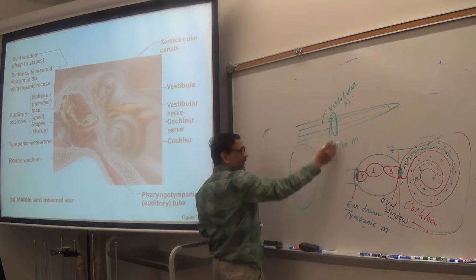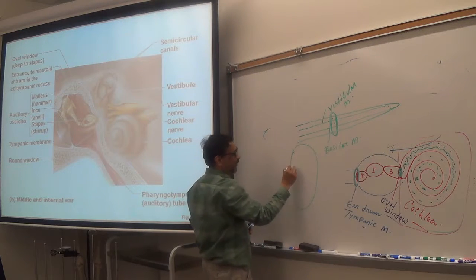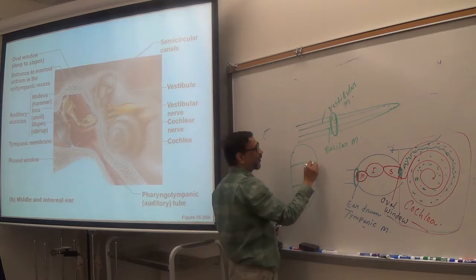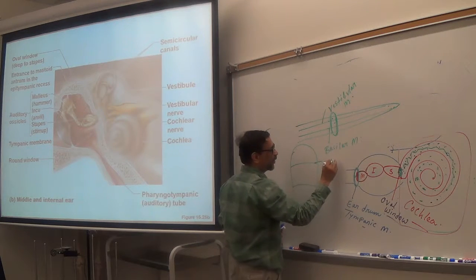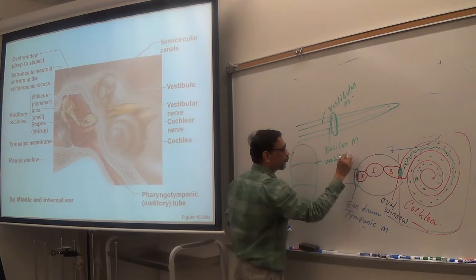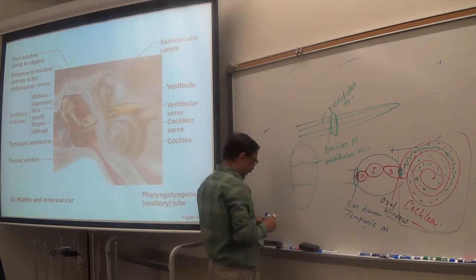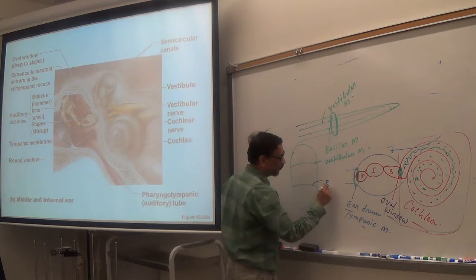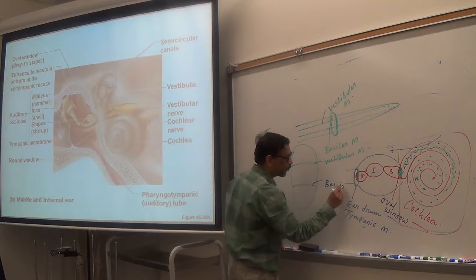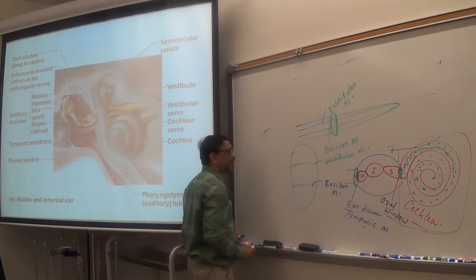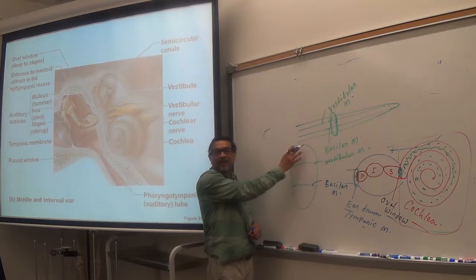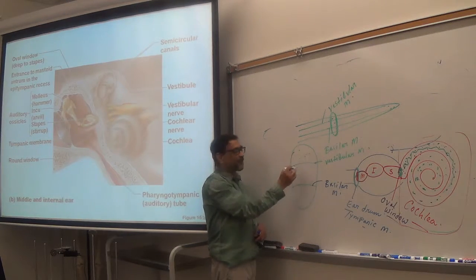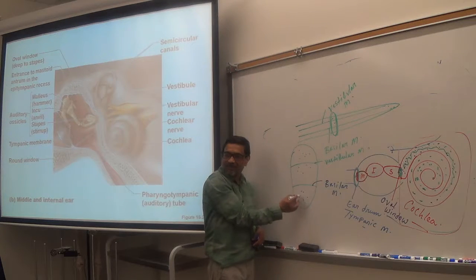This is the slice I took from here, and this is the vestibular membrane, and this one is the basilar membrane. Inside the cochlea you have what? Fluid, right? So all these three chambers are filled with what? Fluid. Make sense? Fluid.